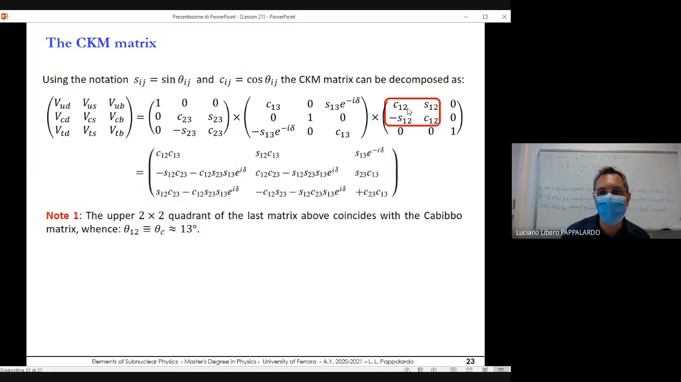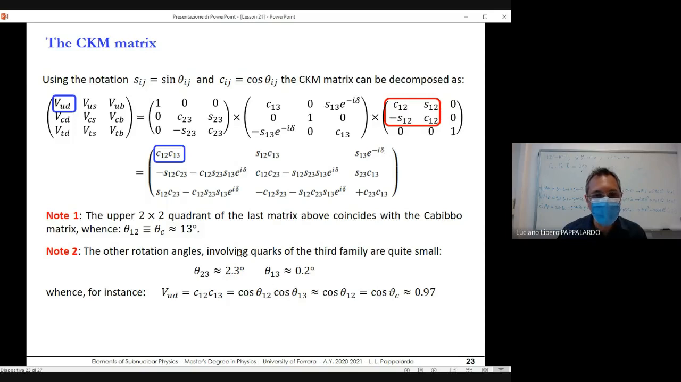And so the θ12, of course, coincides with the Cabibbo angle. What about the other 2 angles? Those angles have also been measured, but they are much smaller. So the Cabibbo angle, or θ12, is 13 degrees, but the θ23 is 2.3 degrees, and the θ13 is even smaller, 0.2 degrees.